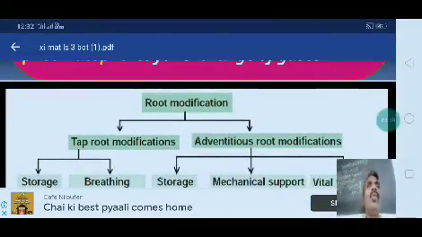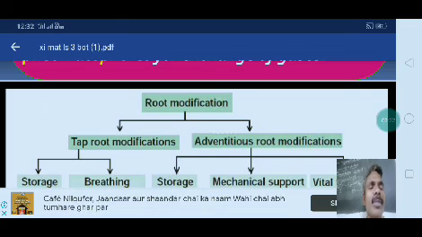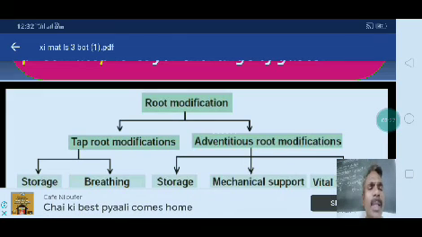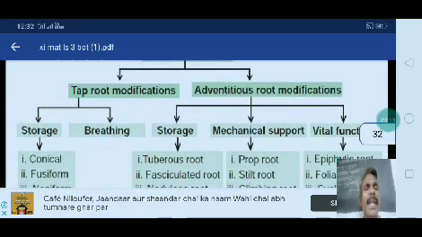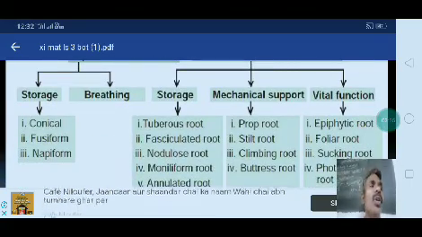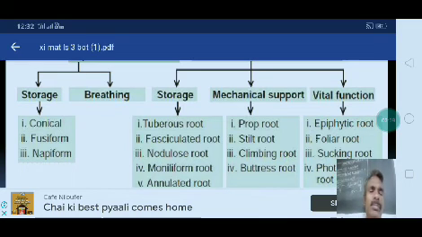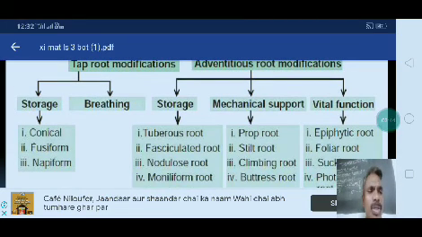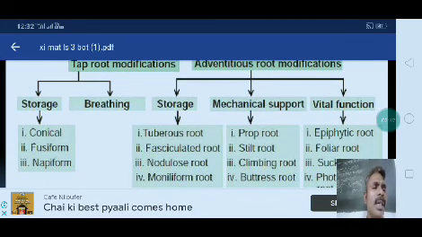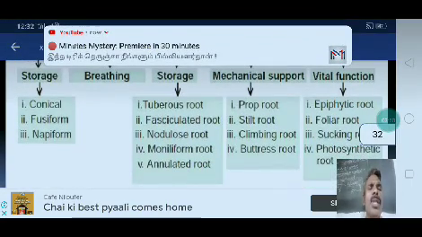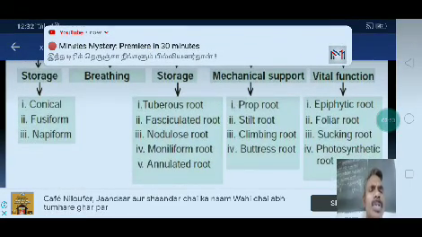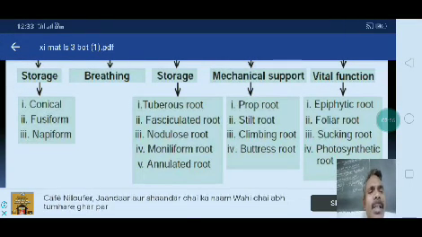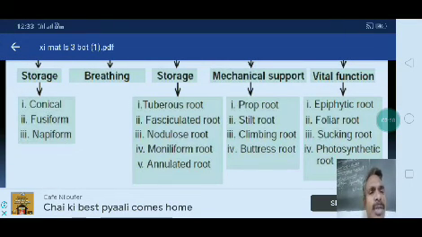In root modification, you can differentiate between two types, taproot modification and adventitious root modification. First one, taproot modification: modified for storage purposes, conical, fusiform, napiform, and breathing roots come under taproot modification. In the adventitious root system, storage function is there, mechanical support is also there, and vital functions are also there. Tuberous roots, fasciculated roots, nodulose roots, moniliform roots and annulated roots come under storage purposes in adventitious roots.